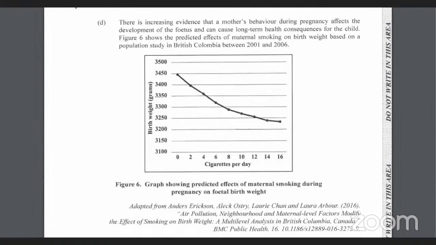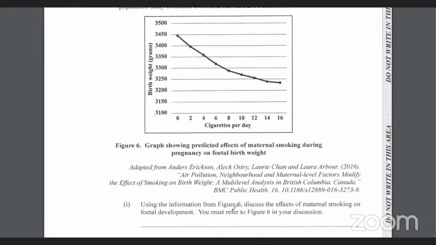Again, this is the 2022 paper. All right, then they gave us a graph. On the y-axis, it has birth weight, and the x-axis has number of cigarettes per day. It says, using the information, discuss the effects of maternal smoking on fetal development.